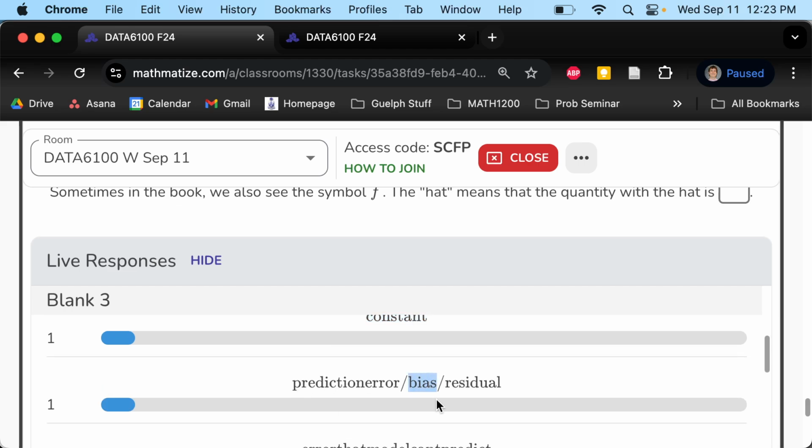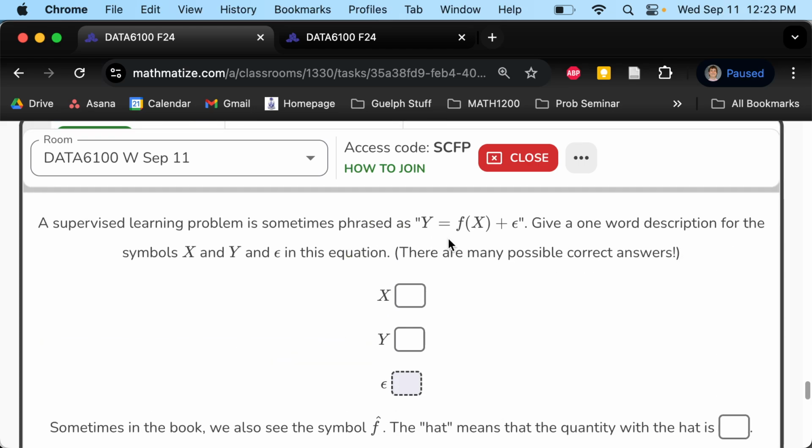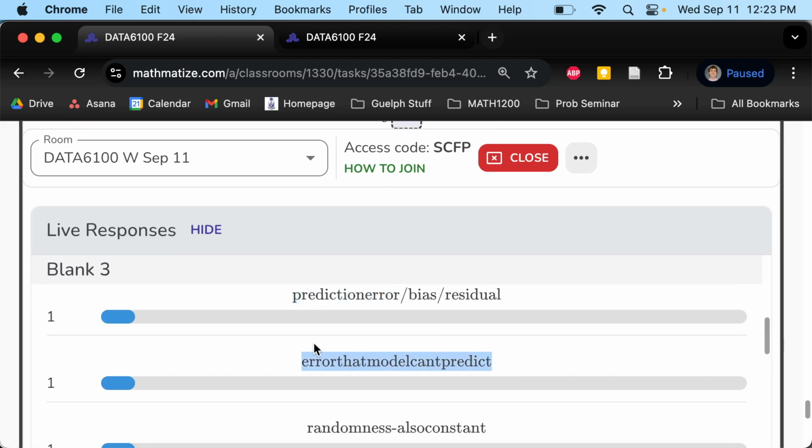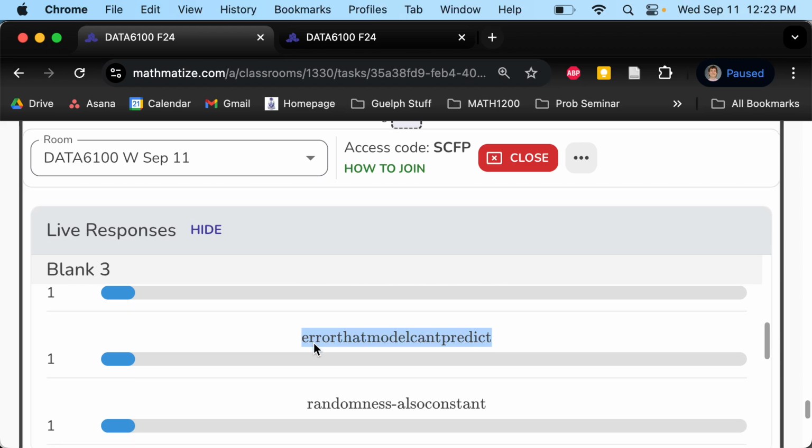Bias is something very specific that we will go over, and it is not this. So if you said bias, that is wrong, and it has nothing to do with predictions, right? So the epsilon is all about what is going on in reality, right? In reality, there's some relationship between the number of hours you study and your grade, but there's some relationship of other things. And so it's got nothing to do with the predictions. So if you have bias, that is not right. Error that the model can't predict. This is a great answer. You will never be able to get the epsilon. The epsilon is all the errors that you can't do.